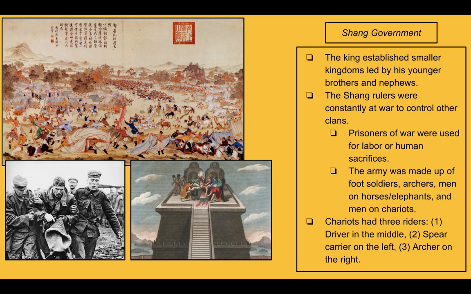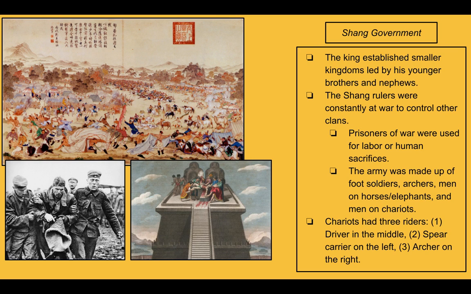The Shang rulers were constantly at war to control other clans, right? These other clans might rise up, give them some trouble, so they're constantly at war. Prisoners of war, like these are probably in World War II, but same idea, were used for labor or human sacrifices, right? So those sacrifices they'd make to their ancestors, they would use prisoners of war.